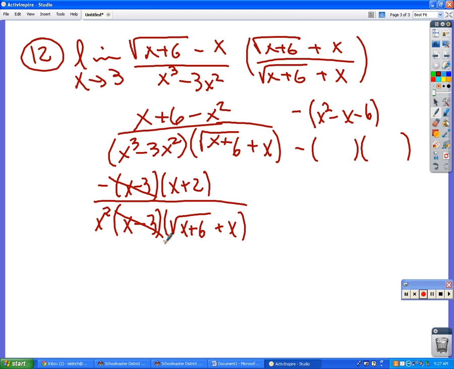The x minus 3 cancel, and now you can plug 3 in there. So 3 plus 2 is 5, but it's negative, so it's going to be negative 5. So I plug 3 in there, I'm going to get 9 times the square root of 9, which is 3, plus 3 is 6. So it's going to be negative 5 over 54. How do you like that? Lovely. Okay, so that's a little tricky with all this extra factoring.